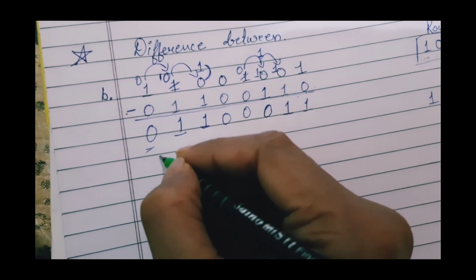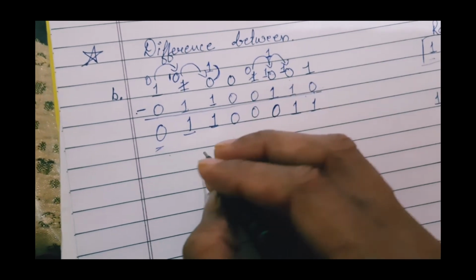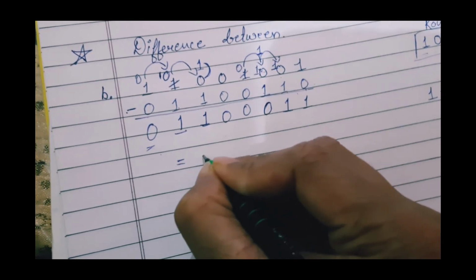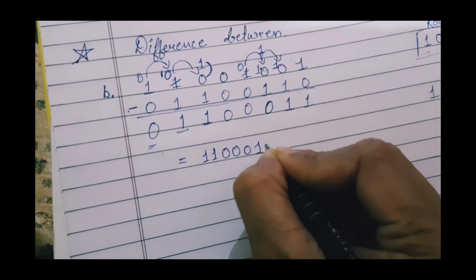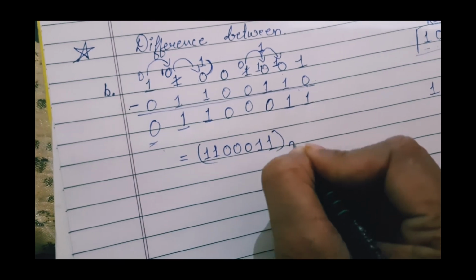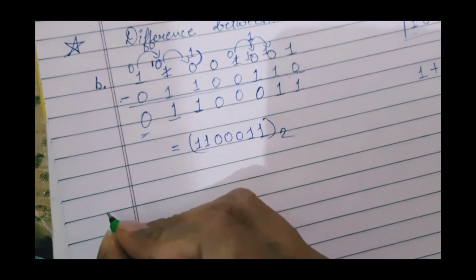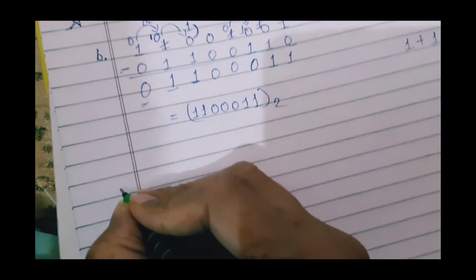This value you write or don't write doesn't mean anything. So the answer is 1, 1, 0, 0, 0, 1, 1. This will be your answer. Next is C part.